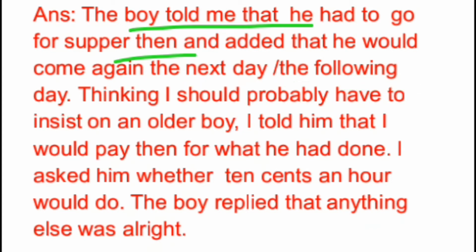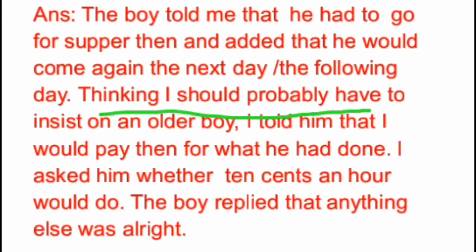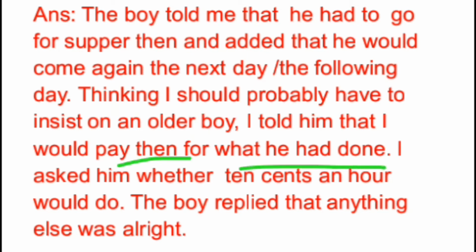Next portion, my dear student. I said, "I will pay you now for what you have done," thinking I should probably have to insist on an older boy. So we have to write the extended portion first, then we will go for the speech. So, thinking I should probably have to insist on an older boy, I told him that I would pay then, now would be then, for what he had done. As the direct speech was in present perfect, in indirect speech it would be past perfect. That's why we have written what he had done.